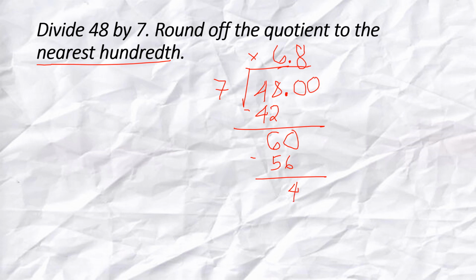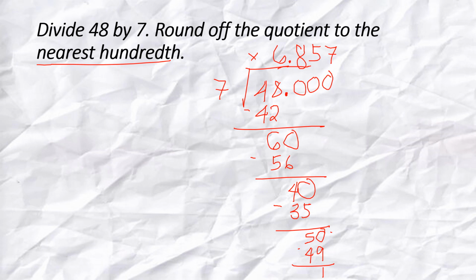We add another 0. 40 divided by 7 is 5. 5 times 7 is 35. 40 minus 35 is 5. And then another 0, bring down 0. 50 divided by 7, that is 7. 7 times 7 is 49. 50 minus 49 is 1.